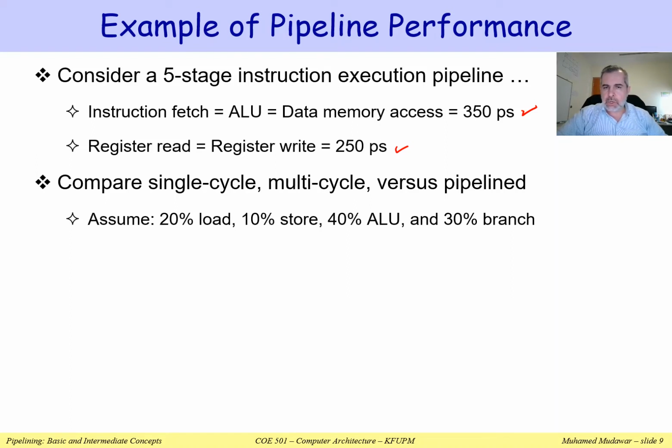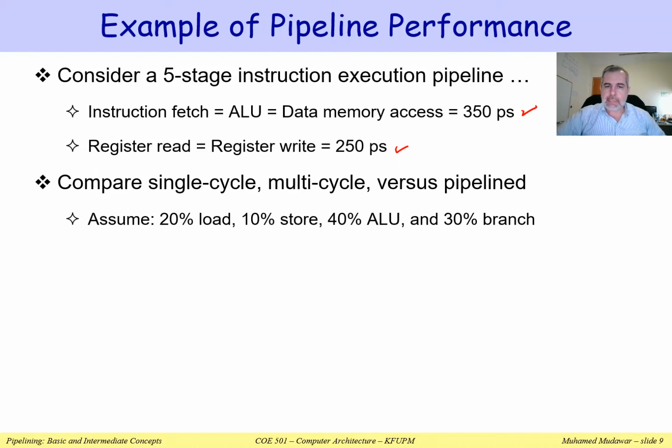Okay, but this is actually simple, given that example. So now let us actually compare single cycle versus multi-cycle versus pipeline execution. You can design your CPU to be single cycle. What it means is that every instruction will take exactly 1 clock cycle. That will be the single cycle CPU.